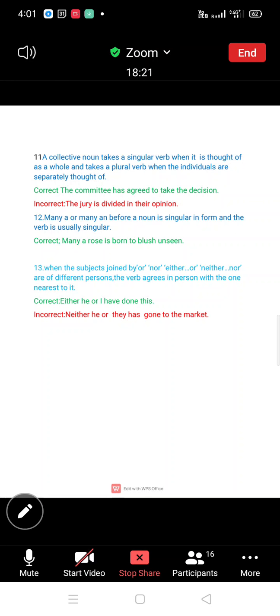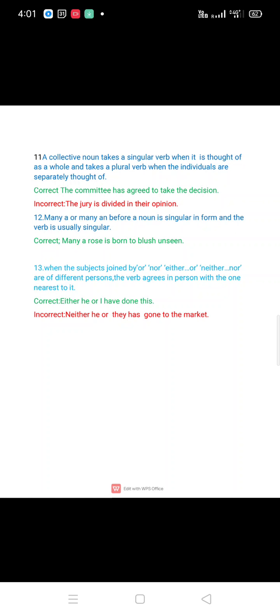Number 13. When subjects joined by or, nor, either or, neither nor are of different persons, the verb agrees in person with the one nearest to it.